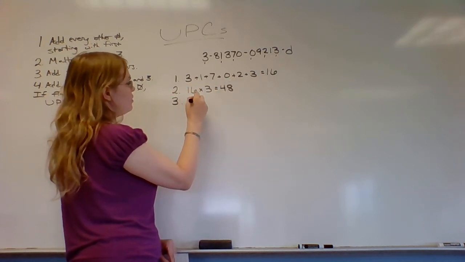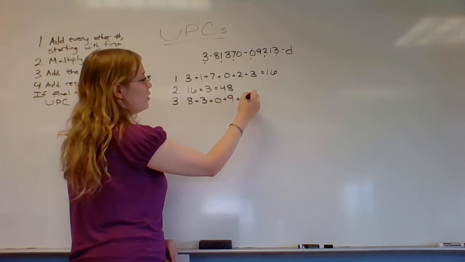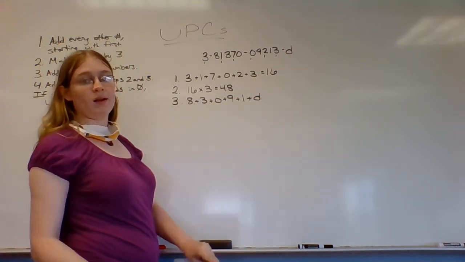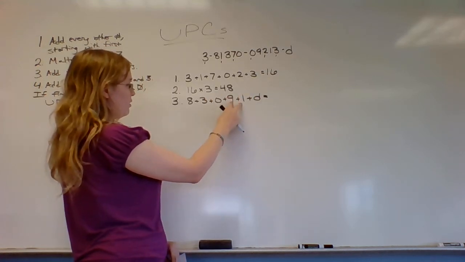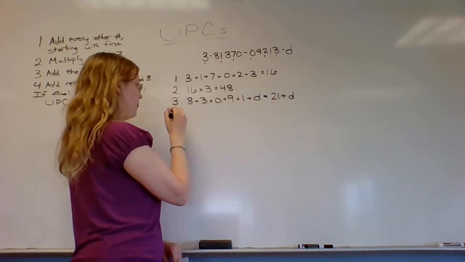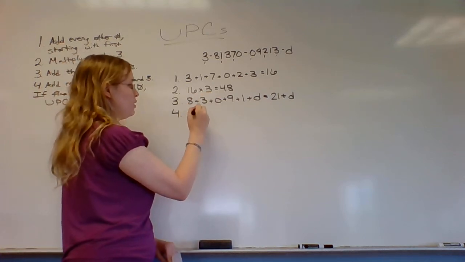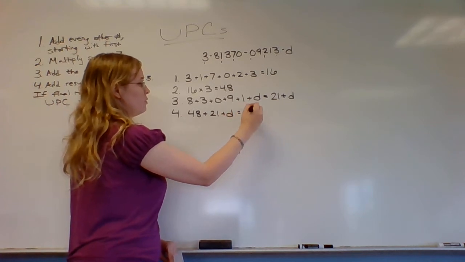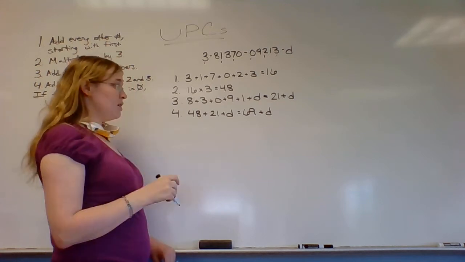And then we add all the other numbers. 8 plus 3 plus 0 plus 9 plus 1 plus D. I don't know what D is yet, but for now I'm just going to add it in. Okay? And that ends up being, if you add up everything else, 10, 18, 19, 20, 21, 21 plus D. So step 4, just like before, is adding these two together. So that's 48 plus 21 plus D equals 69 plus D. Yes, giggle all you want. 69 plus D.